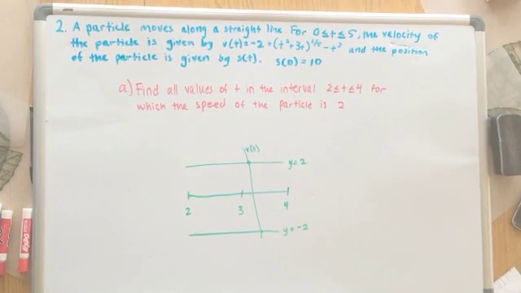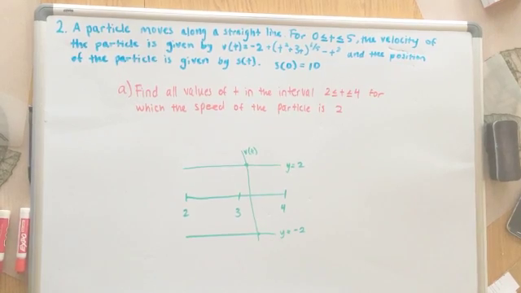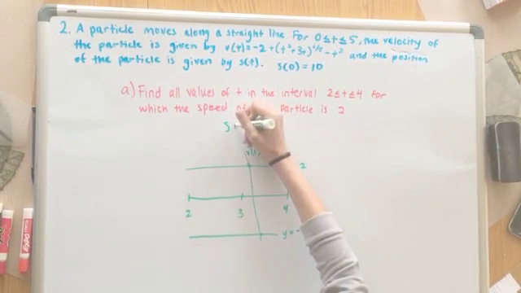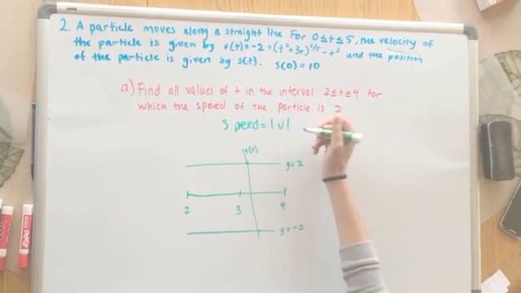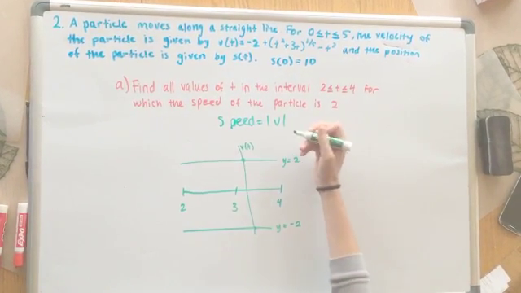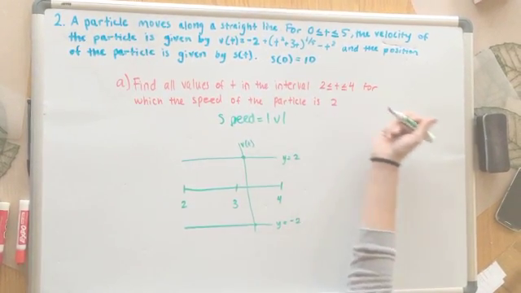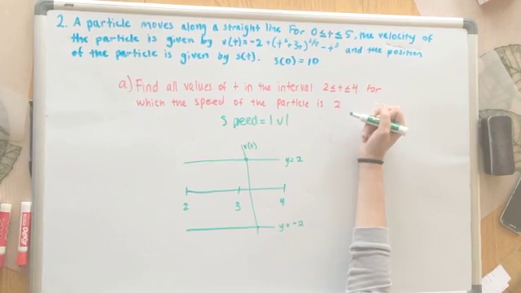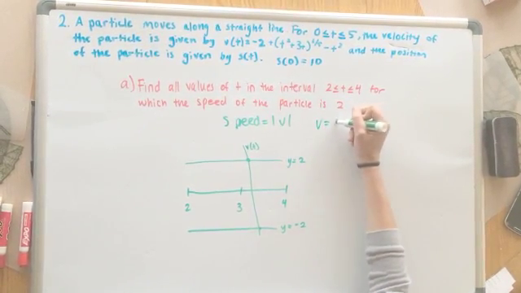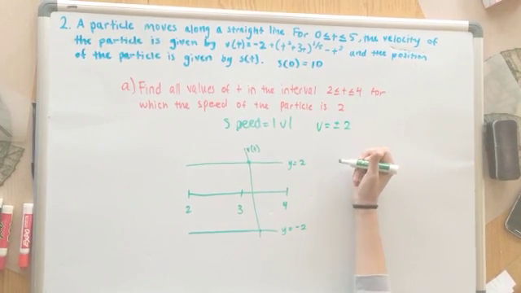So part A is to find all the values of t on the interval between 2 and 4 for which the speed of the particle is 2. Now we know that speed is the absolute value of velocity, and this is because speed is a positive value. So the speed in this problem is 2, which is given here. Since this is the absolute value, the velocity can be plus or minus 2. Remember that velocity can be negative when the object moves backwards.